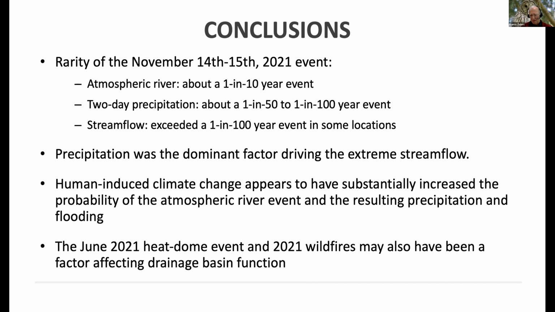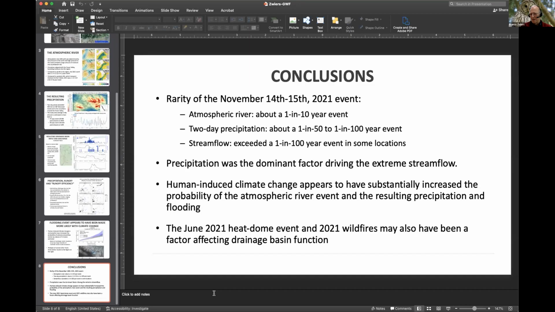The June 2021 heat dome event and wildfires may have been a factor affecting drainage basin function and also preconditioned the drainage basins. It was a very wet fall. Cumulative precipitation over the fall was tracking near record levels in all of these basins at the time of the event. So maybe the basin condition had been changed, but also the land surface was essentially saturated at that time. And so that's it for my presentation. I'm happy to take questions if there's any time left.